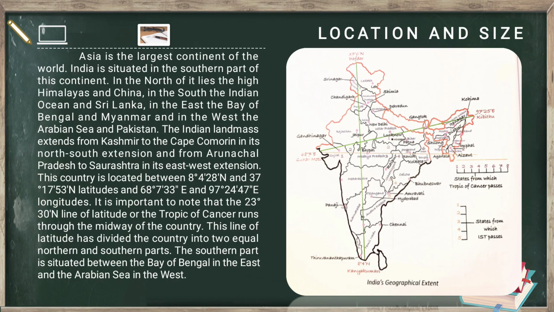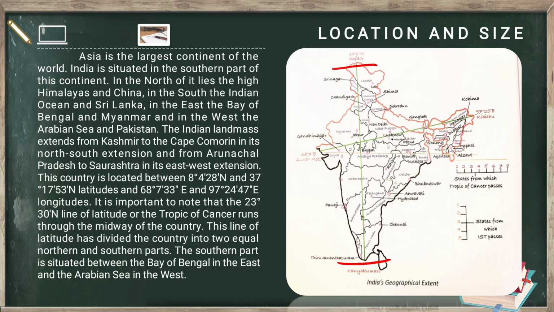This country is located between 8 degree 4 minute 28 second north and 37 degree 17 minute 53 second north latitudes. So this is 8 degree north and this is 37 degree north. So India is between this line of latitudes.